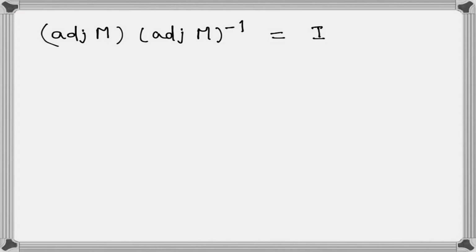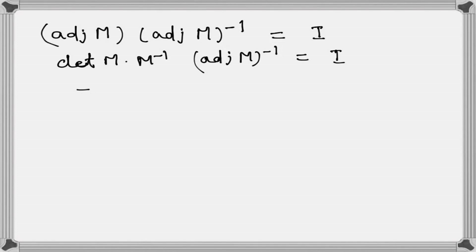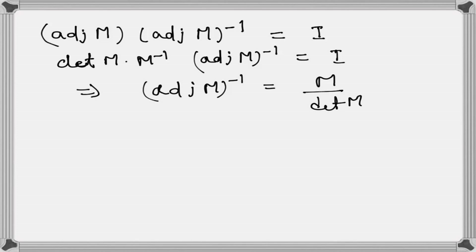So we know that adjoint M into adjoint M inverse, this is true for any two matrices, right, is nothing but the identity matrix. So what is adjoint M? Adjoint M is the determinant M into M inverse. Adjoint M inverse is equal to I. So this implies that we can multiply by M from the left, so we get adjoint M inverse is equal to M upon determinant of M.